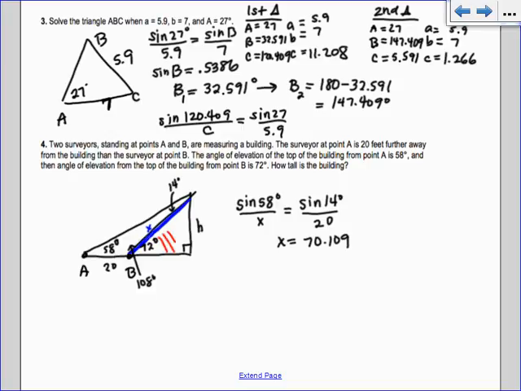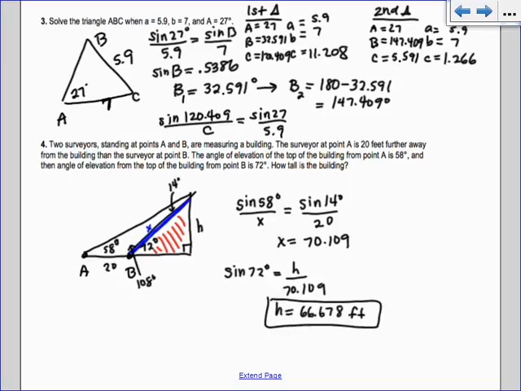Now I'm going to talk about this other triangle. It's the red triangle. I now know my x, so now I can just do SOHCAHTOA. I want to find the opposite, and I have the hypotenuse, so I'm going to do sine. So I have sine of 72 degrees equals opposite over hypotenuse. And I multiply it over, and I get h equals 66.678 feet. And that is the answer. So see how much faster that is than using substitution or elimination if you use the law of sines.